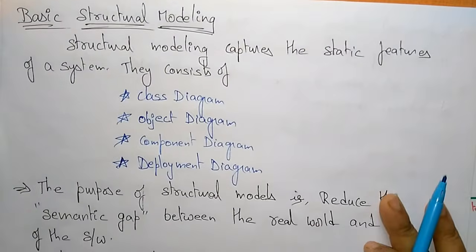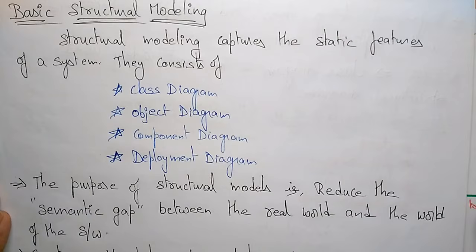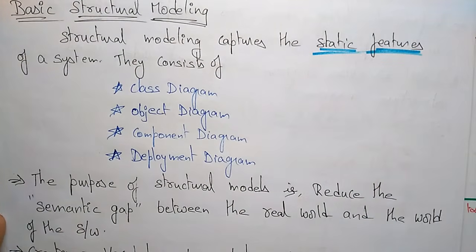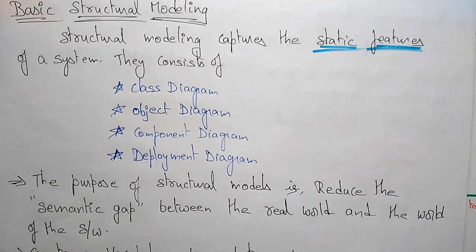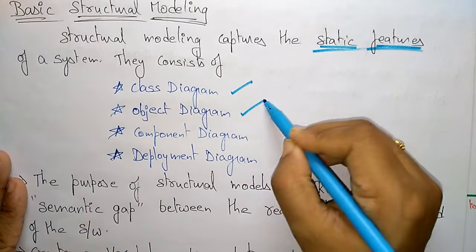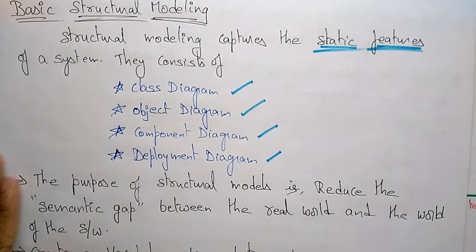Let's see the basic structural modeling. Structural modeling captures the static features of a system. Structural means it only thinks about the static features, not the dynamic part. Structural modeling consists of the class diagram, object diagram, component diagram, and deployment diagram. These four diagrams come under structural modeling, and I already explained all these diagrams: class, object, component, and deployment.